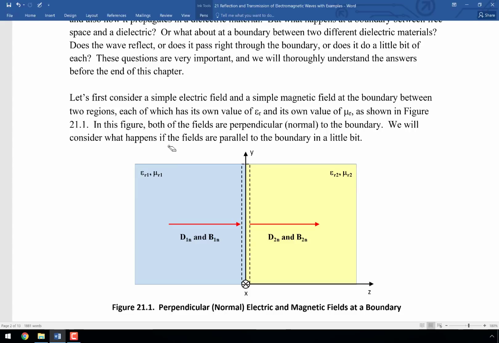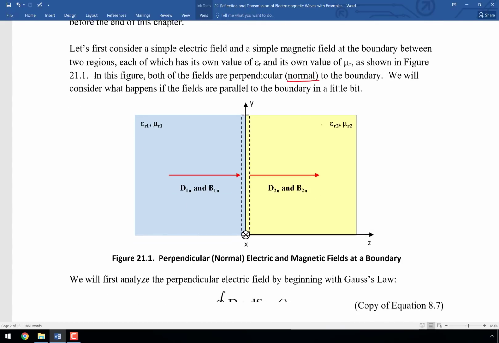Let's first of all simplify things by considering just the field that is perpendicular, which we'll also call normal. I want you to understand that normal here is a word that just means perpendicular. We're going to just consider the normal components first, and then we'll talk about what happens at the tangential or parallel components in just a little bit.